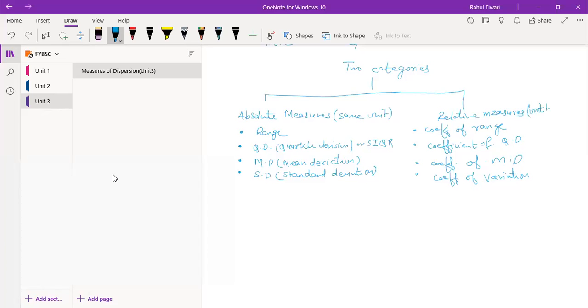Okay, this is unitless. In this case we have to write the unit because it has the same unit, but whenever you calculate the coefficient of range, quartile or MD, you should write without unit because it is unitless. Because you're comparing, like, kilograms with centimeters, so it is not possible. It is not possible. Getting me?